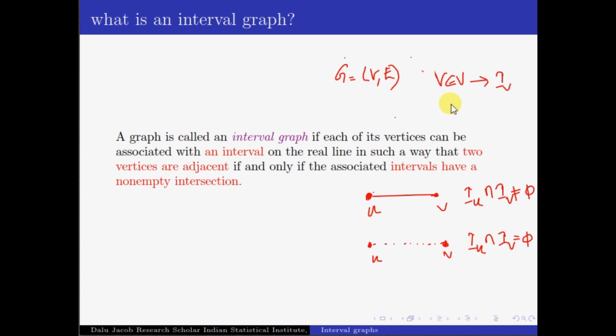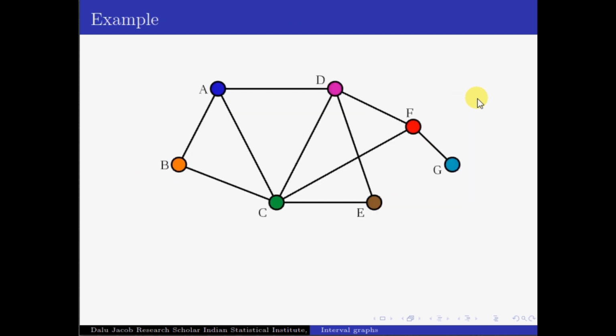So let us look at an example. Here a graph is given to you. Now we have to verify whether this graph is an interval graph or not. By the definition, what we have to find is a valid interval representation. So here I am proposing an interval representation.